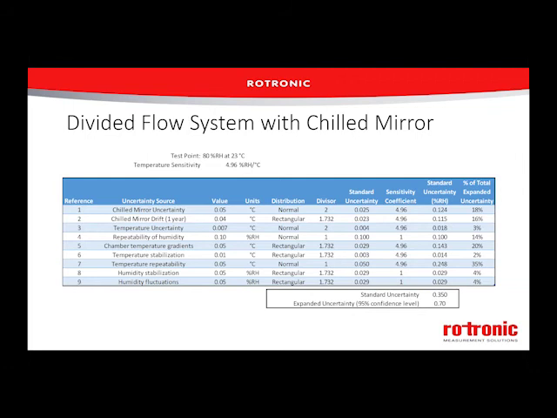One is using a chilled mirror as the reference instrument, and the other one is using the internal control probe as the reference. Both are completely valid ways of using these divided flow systems for calibrations, but we just want to look at what the difference is in overall uncertainty to see how that impacts our instruments.